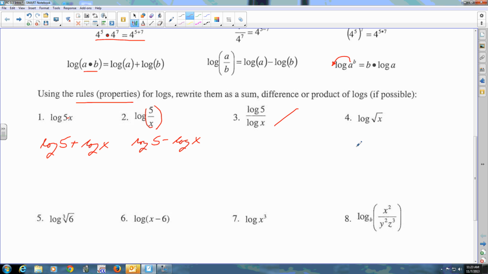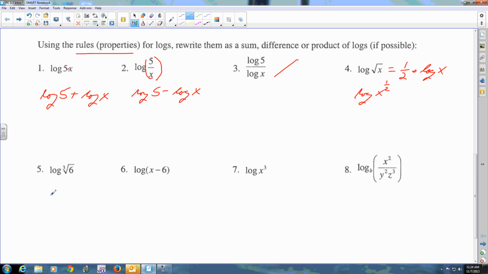And you may be a little stumped on this one. That's log of the square root of x, and a square root is the same as an exponent of a half. So this would drop in front. This is identical to 1/2 times log of x. Okay?